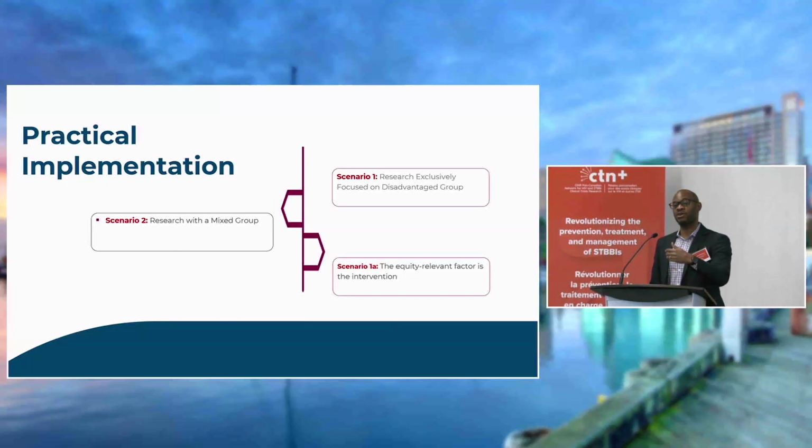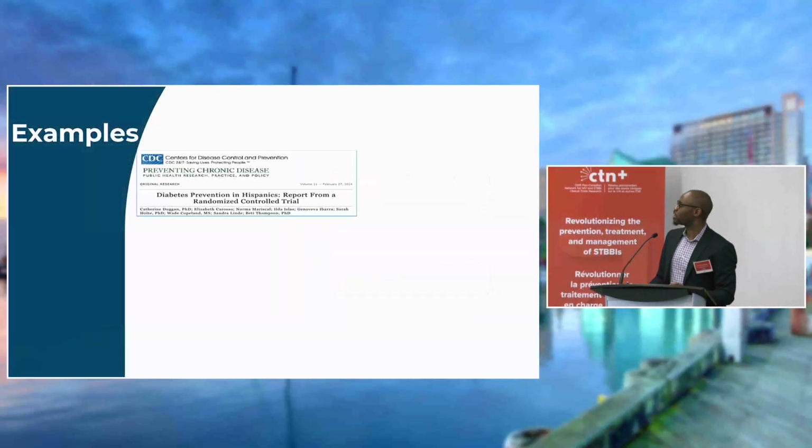If there's a concern on cardiac issues in women with HIV, do the study on women with HIV. Don't do a study on everybody and then try to find if there's any data on women, right? You can focus your data on that particular group. And then in some instances, the equity relevant issue is the intervention, right? It could be that you've identified that there are issues with education and knowledge, and therefore your intervention is introducing education and knowledge. So here are some examples.